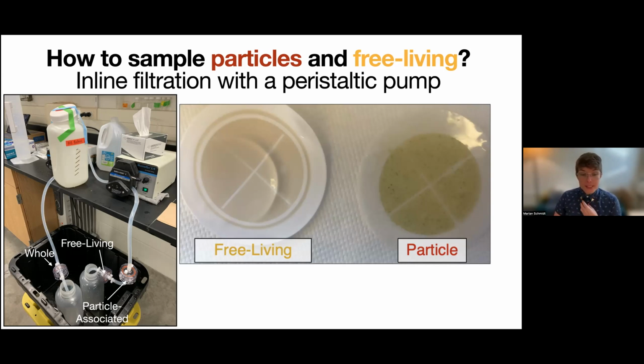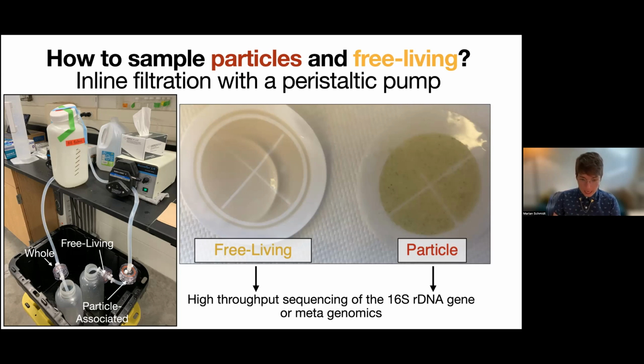So I froze these in the field, or froze them as soon as I could. And then I performed high throughput sequencing of the 16S gene, or I used this DNA for metagenomics. And so this is fueling the types of data that I'm going to show you results from through the rest of my talk.